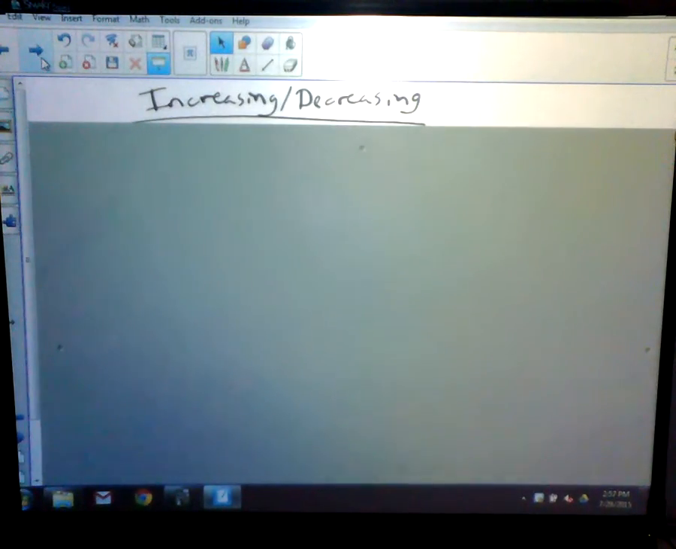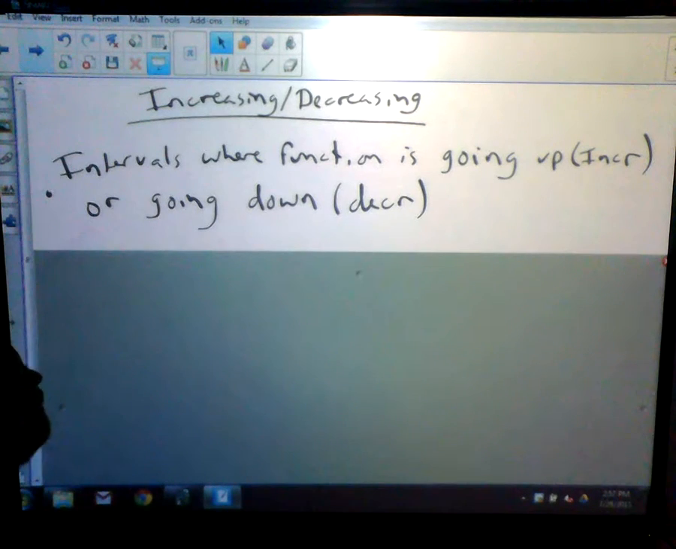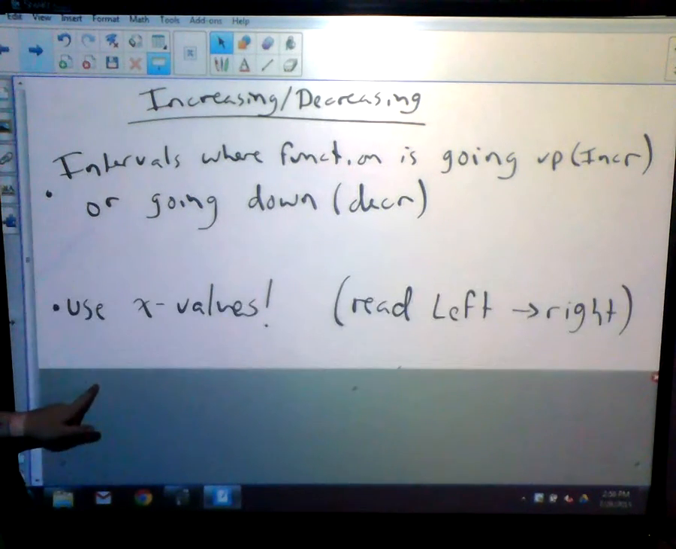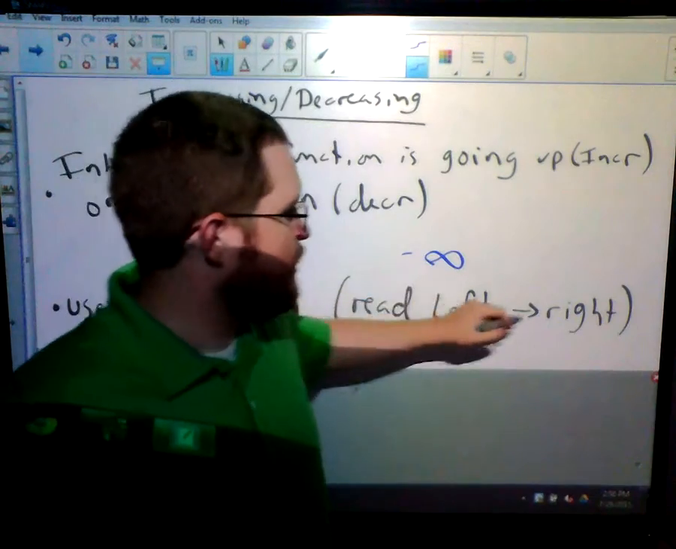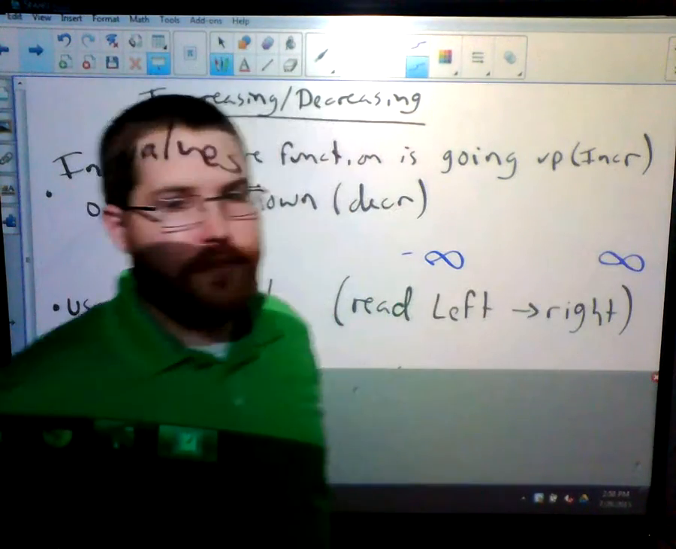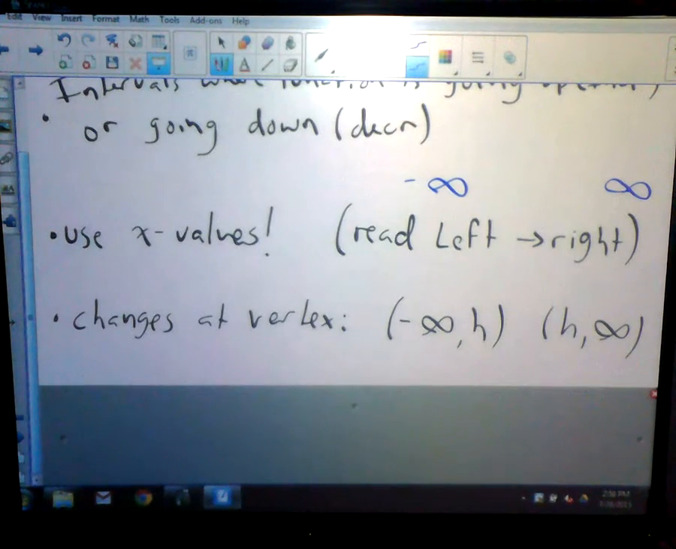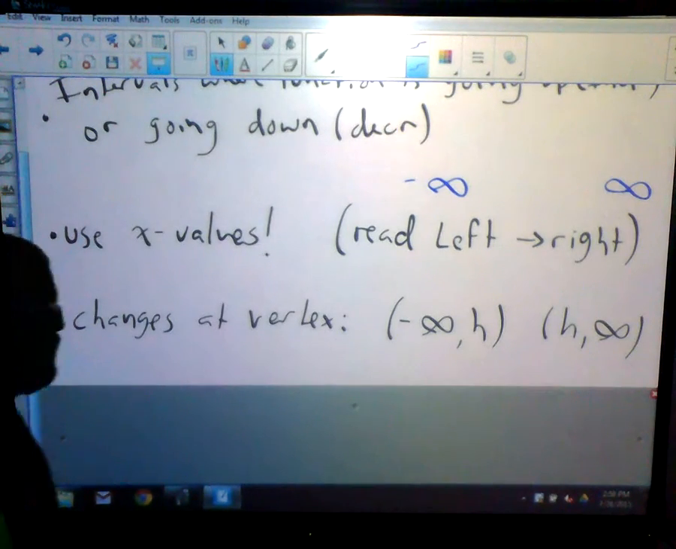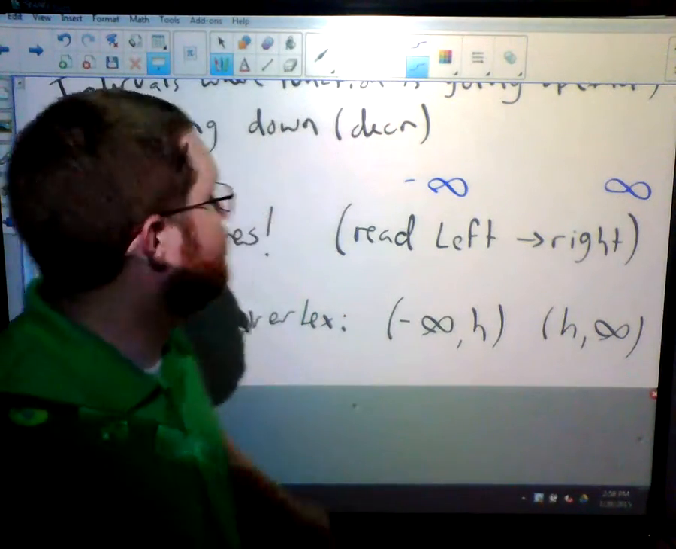Increasing, decreasing. This is a little bit confusing, and we'll spend more time on this later in the year. But it's where the function is going up, which is increasing, or going down, where it's decreasing. We use the x values and we read left to right. The left side always starts with -infinity, and the right side always ends with +infinity. It changes at the vertex. So from -infinity to h, and then from h onto infinity.